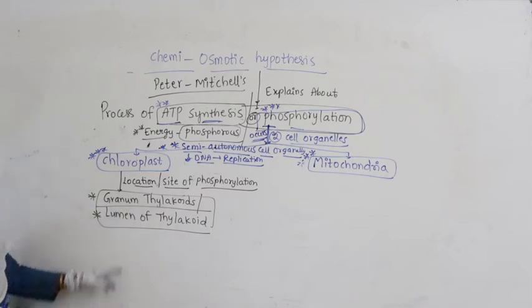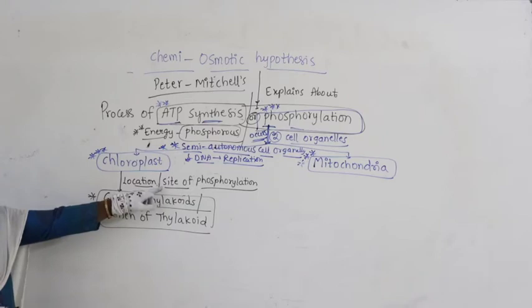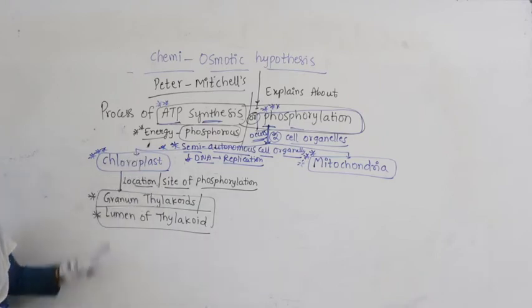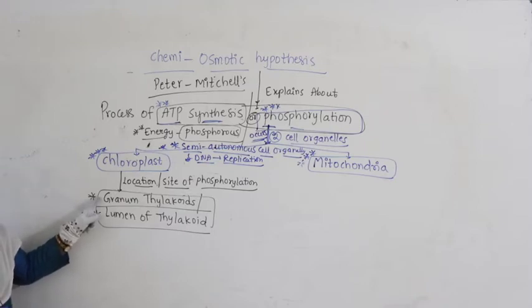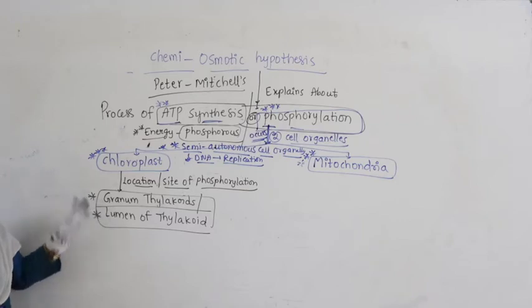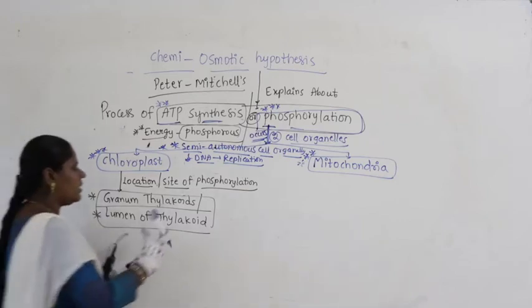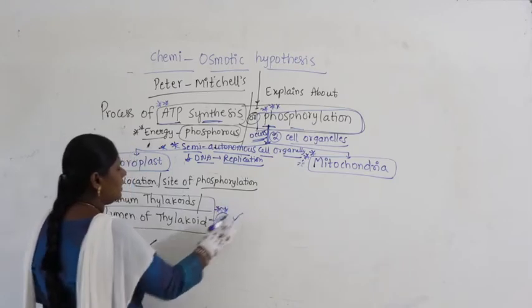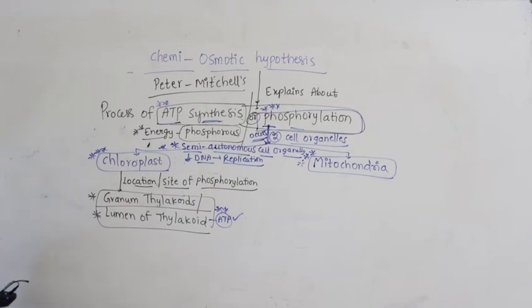Suppose in the question you get the site of phosphorylation in chloroplast or photophosphorylation. If the granum thylakoid option is not there, you have to choose the lumen of thylakoid. If that wasn't there, then you have to choose the option of granum thylakoid. This is a place where there is a synthesis of ATP. ATP is produced. How is ATP produced here?